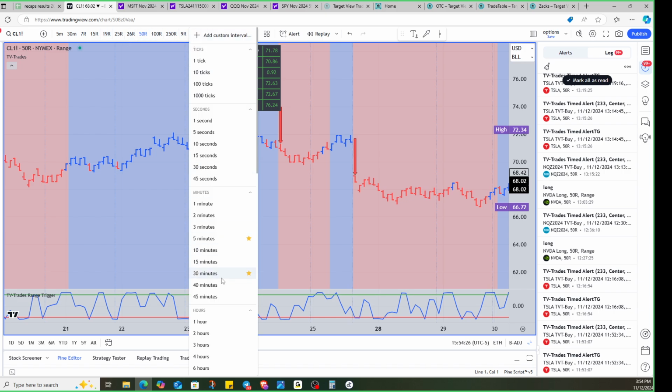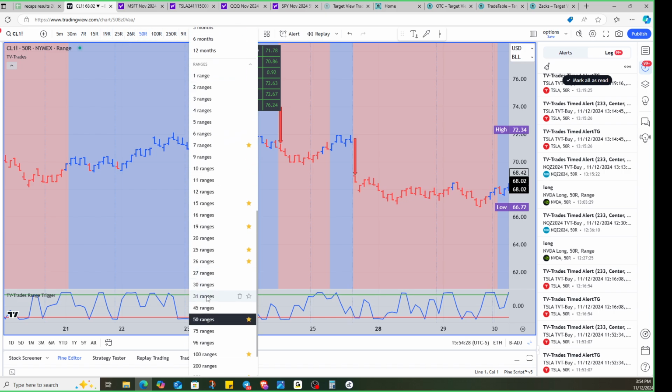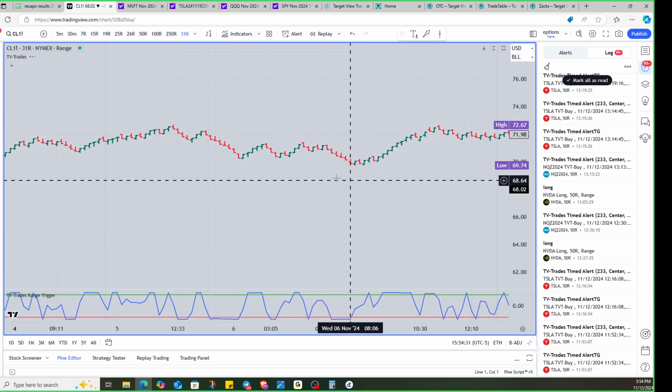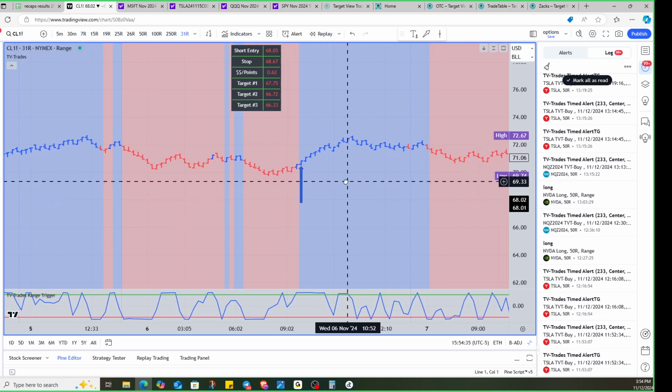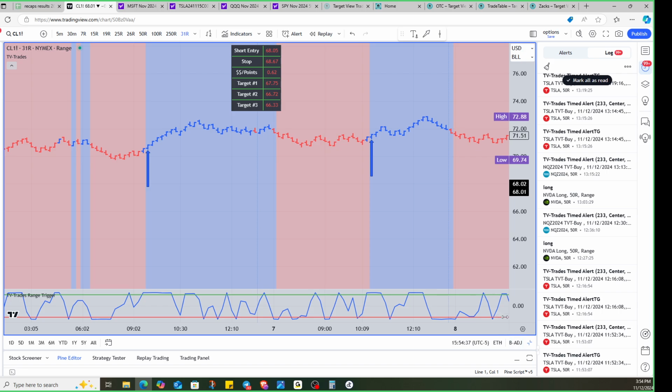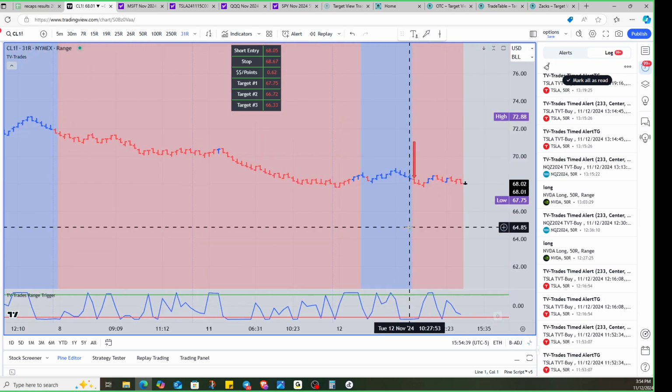It should be right in here somewhere. 31 range. This is what I trade with in the morning, because then when I see a trade coming up, I know, let's just go here to the end, there's probably something coming up nearby.